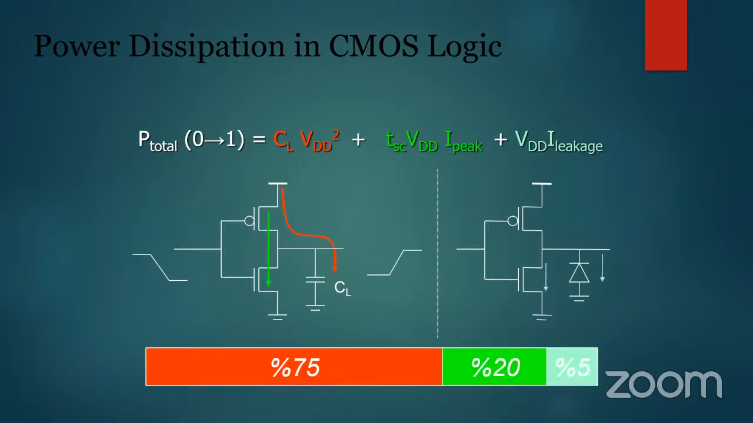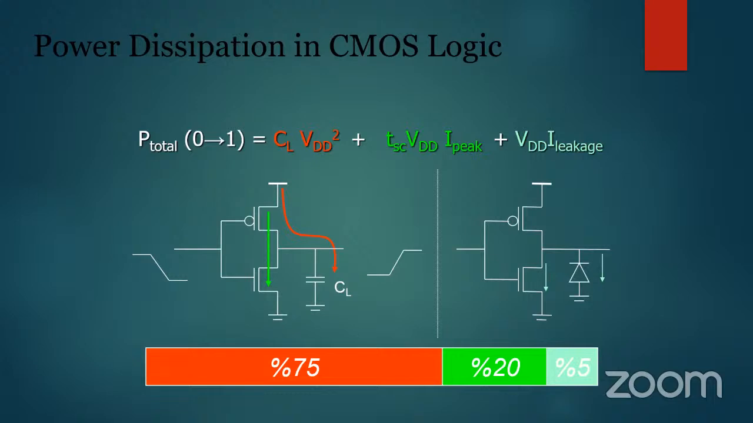Now we see the major contributor of power dissipation is the switching power dissipation. Most of the power dissipation is composed of the switching power only, the dynamic power only. 75% share is by the dynamic power. Then 20% is because of the short circuit power. And the other 5% comprises all the leakage currents. So leakage current, in some devices, may be negligible. Ideally, leakage current or static power should be zero.